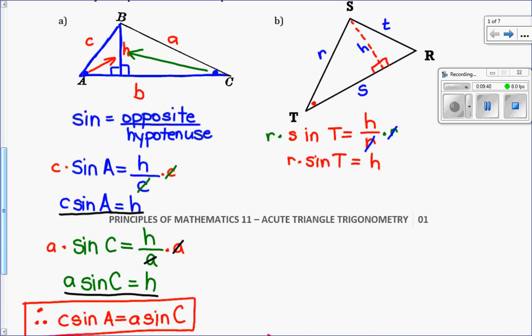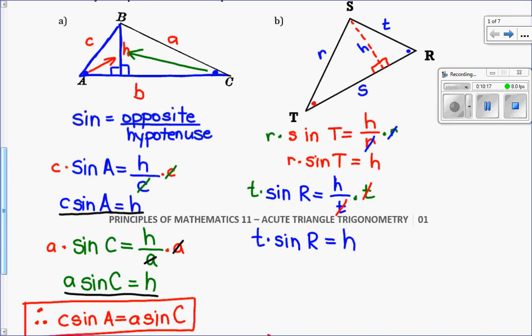Okay. Then I'm going to do the same thing now with the other angle. I'm going to figure out sine of r. And so imagine now that you're standing in this corner, opposite is h, over hypotenuse is t. Again, a little fancy algebra. Multiply this side by t and this side by t. Now I have ht over t, so my t's will cancel each other out. And on this side I'm going to have t times the sine of r is equal to h.